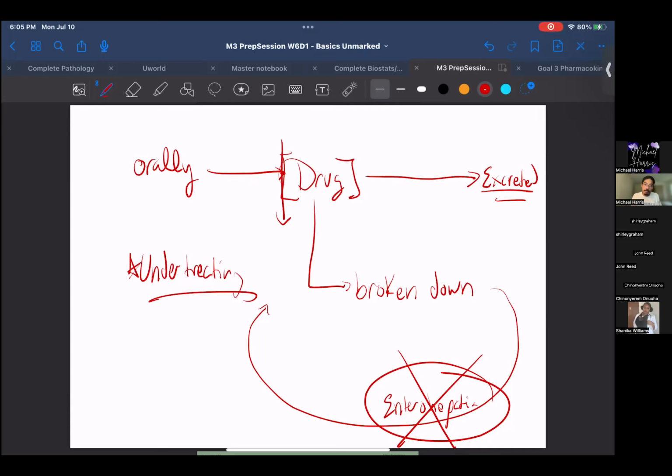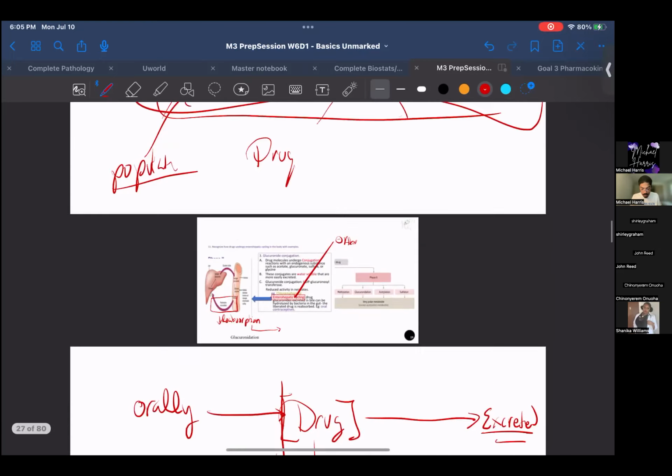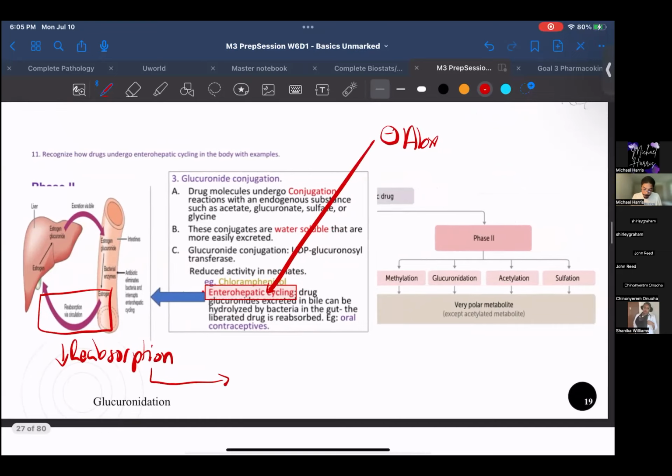Okay. And that's why people who take things like estrogen pills should stay away from antibiotics, or they should notify their physician about it, because it will affect the concentrations in the body. It will go down and they'll be undertreated, and then they'll get pregnant. All right. Good. Okay, let's move on.